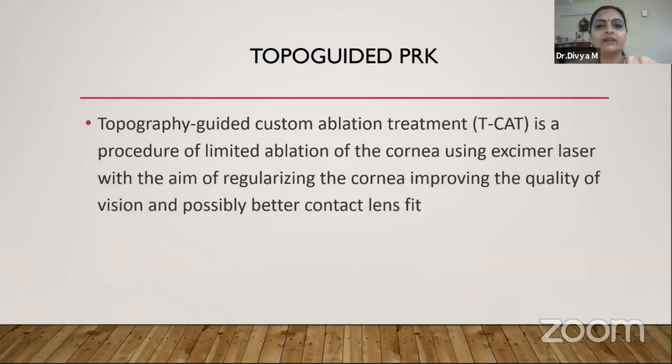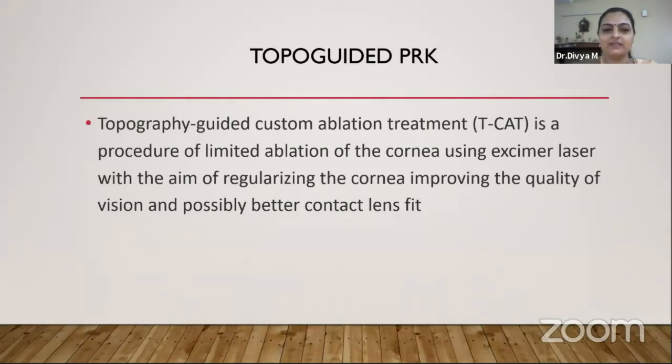Topography guided excimer laser ablation was introduced originally to treat highly aberrated and irregular corneas. And the concept of laser ablation is basically to alter the cornea by treating the anatomical structure rather than the physiological changes that actually happen. And since the procedure is done after removing the epithelium, similar to what we do in PRK, we can interchange the terms and call it topo-guided PRK as well, so TPRK.